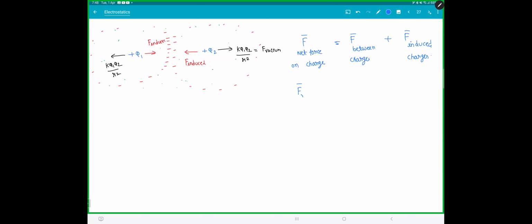And this we saw, this is nothing but F vacuum by epsilon r. And this is F vacuum. This is F induced. So from here, you can actually calculate the force due to the surrounding medium. These induced charges create a force which is minus F vacuum into 1 minus 1 by epsilon r. This is also the force due to the surrounding medium. Quite a good result.